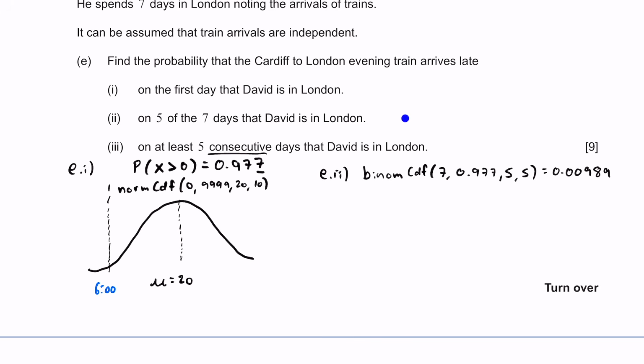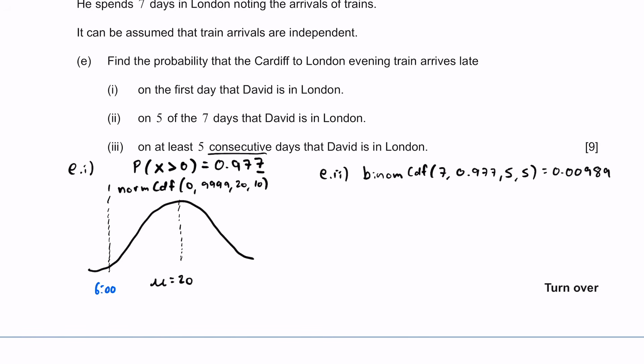Or it could have arrived late and then on time, and then late for 4 days in a row, and then on time, and that again would have satisfied the idea that the train is late on 5 of the 7 days. Here, however, we want to find the probability that the train is late on at least 5 consecutive days that David is in London. So here order matters because we want to see the probability that it's late on consecutive days, 5 or more. So 5 days in a row, 6 days, or 7 days in a row. So this changes the nature of the question.